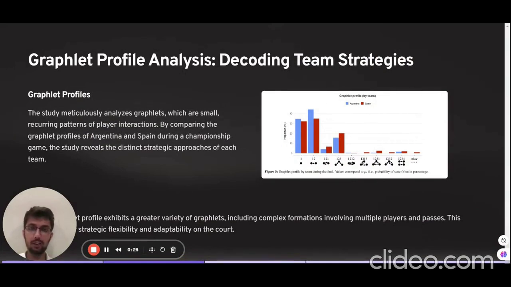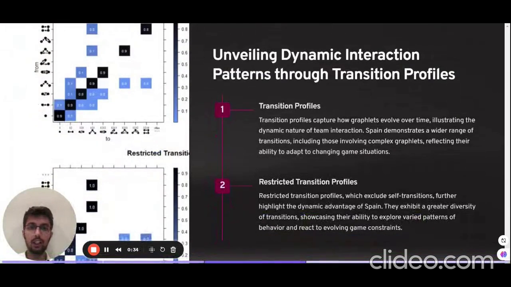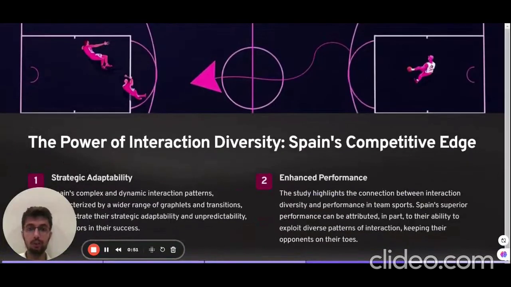By analyzing the graphlets, we can see that Spain has a greater range and thus is more flexible and can adapt to the ever-changing situation on the court. By observing the transition profiles, which show us how the graphlets evolve over time, we can see that Spain demonstrates a wider range of transitions, which allows them to adapt better to the changing situations on the court. The power of this is what gave Spain the competitive edge over Argentina.